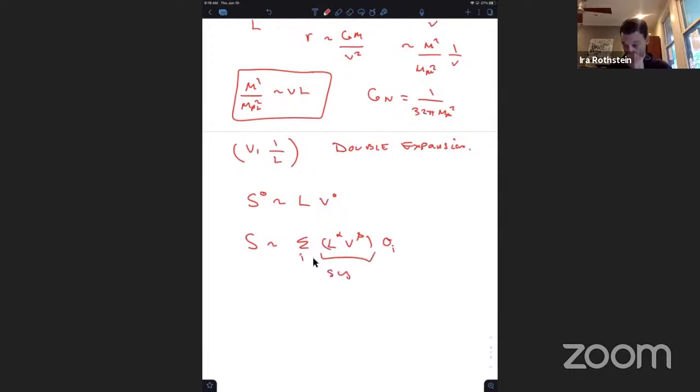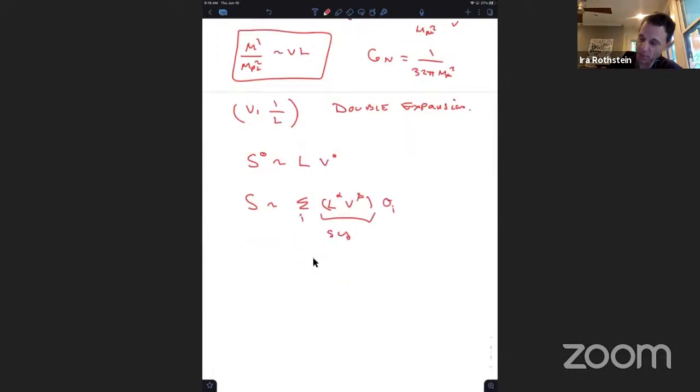Okay, and in the end, we're going to drop any terms in the action that don't scale like L. There'll be some terms that scale like 1 over L, and these will be quantum.